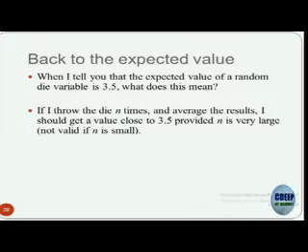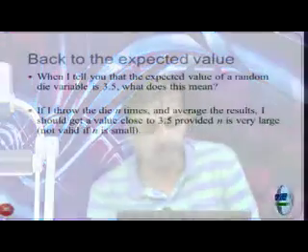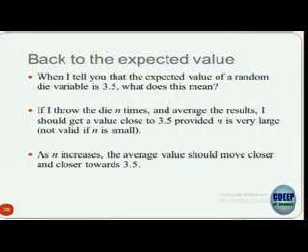In fact, nothing in statistics is really valid for very, very tiny values of the number of samples. This is all in the realm where you have a large number of samples. It is only then that things like standard deviation, variance or expectation make any sense. So, as n increases, one would typically expect that the average should move closer and closer towards 3.5. And that's our intuition.